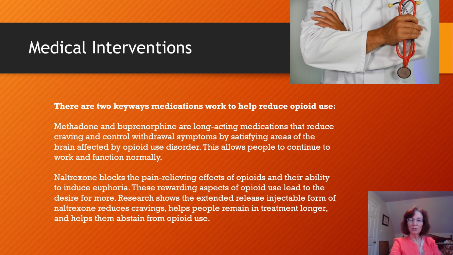Medical interventions. There are two key medications that work to help opioid use. Methadone and buprenorphine are long-acting medications that reduce craving and control withdrawal symptoms by satisfying areas of the brain affected by opioid use disorder. This allows people to continue to work and function normally. Naltrexone is another one that blocks the pain-relieving effects of opioids and their ability to induce euphoria. These rewarding aspects of opioid use lead to the desire for more. Research shows that the extended-release injectable form of naltrexone reduces cravings. It helps people remain in treatment longer and helps them abstain from opioid use.